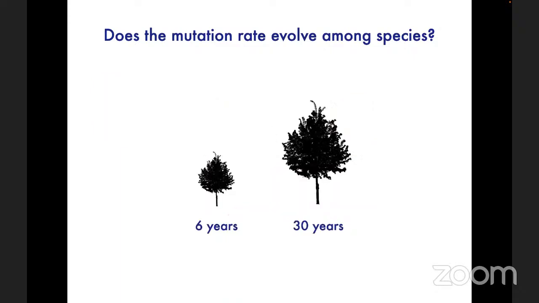And I think you could think about lots of function-valued traits that are like this. We would never imagine going out to the forest and measuring the height of different tree species, measuring some of our species at 6 years and some of our species at 30 years, and then saying, oh yeah, these different heights have evolved. So something has evolved about the life history, that's for sure. But in general, it's actually quite hard to tell whether the mutation rate itself has evolved.